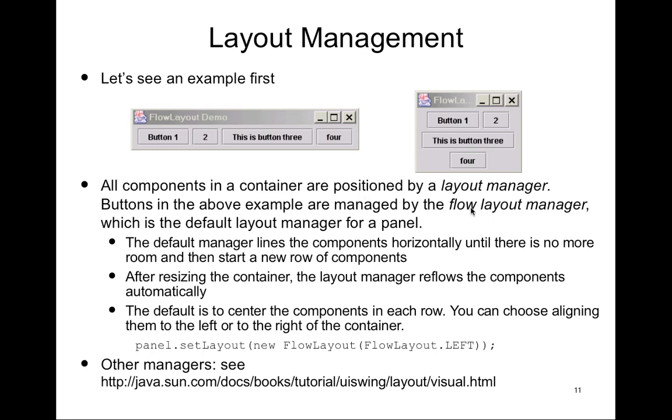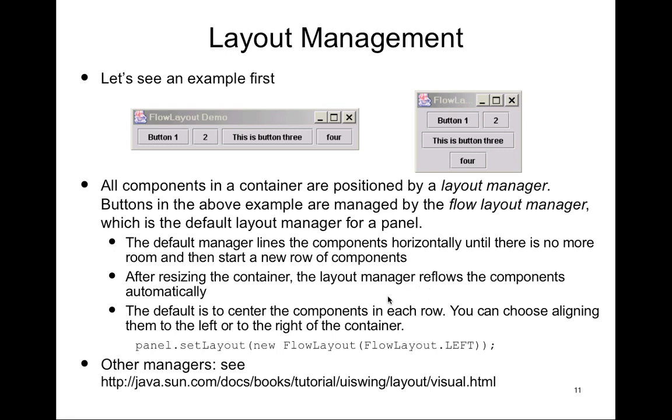But we'll see that. So when the layout manager is used, the buttons in the above example follow the flow layout manager. So we pick a layout manager and we use it, and flow is the default actually. If we don't specify a layout type, it's going to be a flow. The default manager aligns the components horizontally until there's no more room, and then it starts a new row. That's what I call word wrapped, sort of. After resizing the container, the layout manager reflows the components automatically, which is kind of nice if you want that kind of activity to occur. The default is to center the components on each row. So if you make the window small, it'll hopefully be centered.